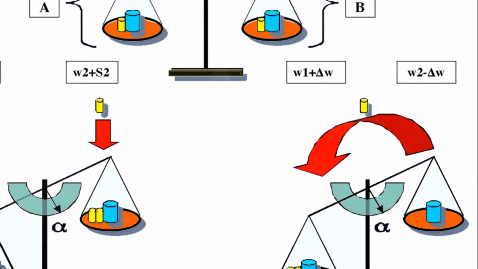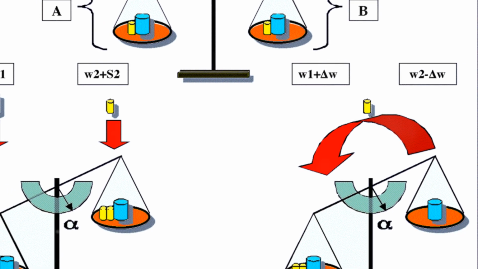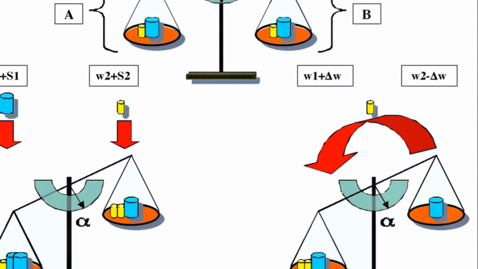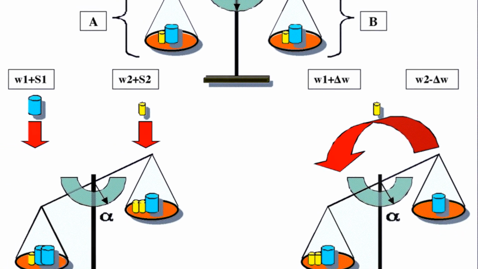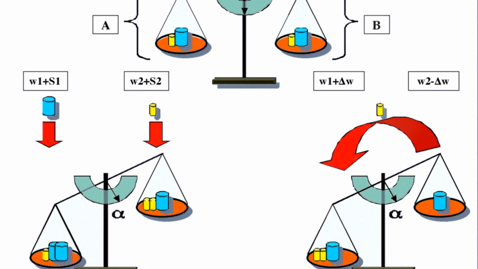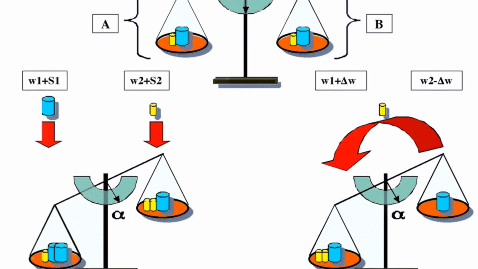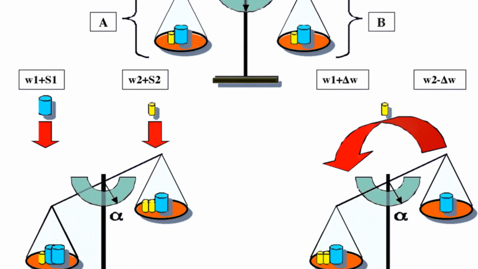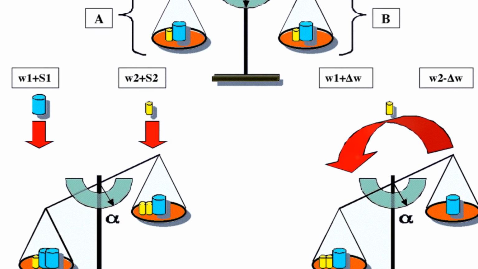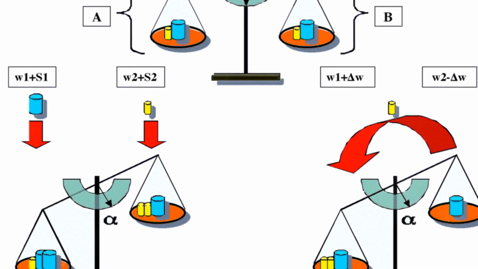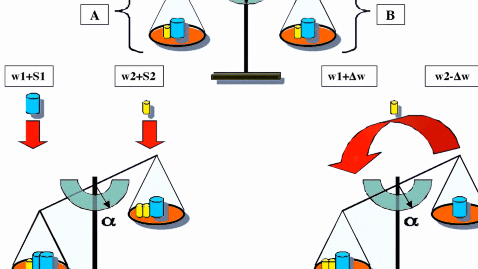Consider the first method. Suppose we have a balance with equal weights on both sides. Now add additional but unequal weights to both sides, as shown by adding the weights S1 and S2 in the left side of the picture. The balance tilts towards the heavier side. The degree of tilt depends on the relative difference in the weights. This is a straightforward example of how adding unequal weights can disrupt equilibrium.